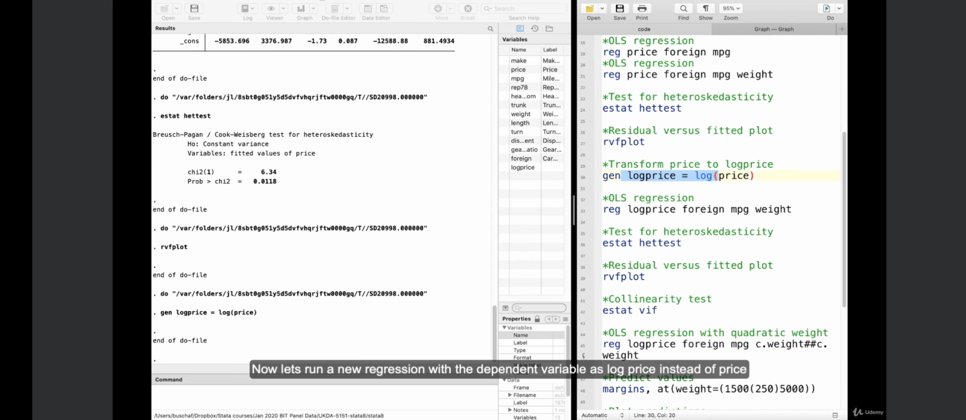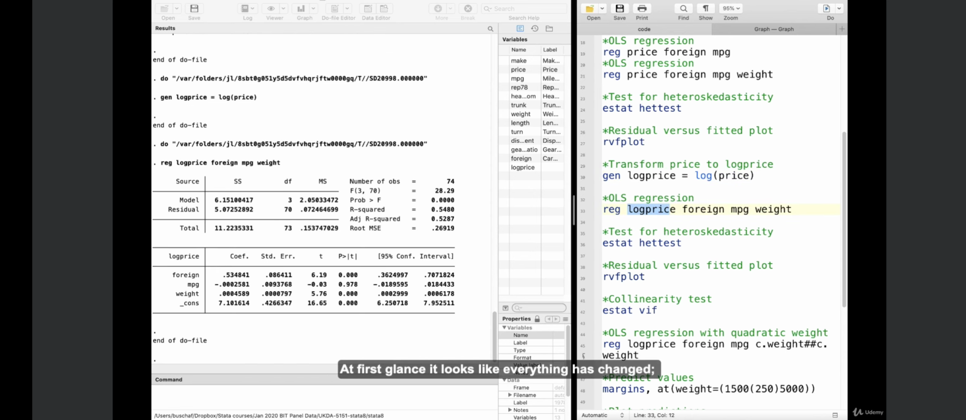Now, let's run a new regression with the dependent variable as log price instead of price. And let's see what happens. At first glance, it looks like everything has changed. The coefficients are completely different. However, because we have now transformed the dependent variable, all explanatory variables relate to the log price and not the price. And this means their interpretation is slightly different.